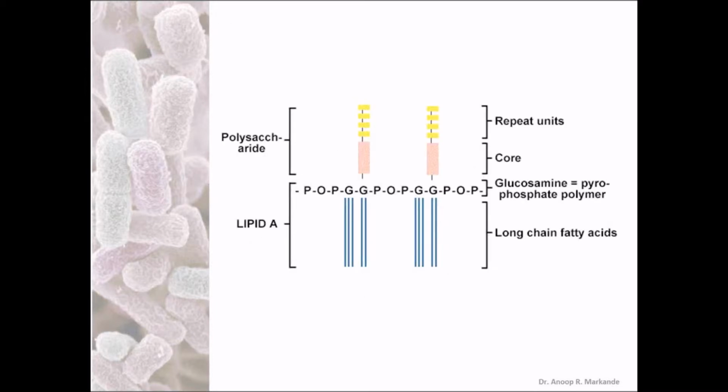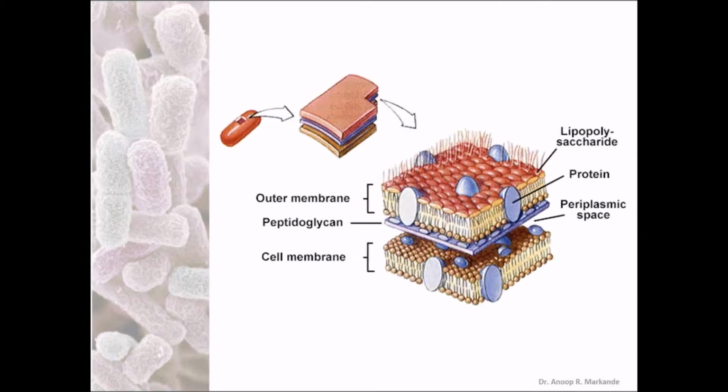Polysaccharides make up the major core of the lipopolysaccharides, and then there is lipid A which makes up the long chain fatty acids, as seen in this image. The bacteria, mainly gram negatives, have an extra outer membrane, a lipid bilayer with lipopolysaccharides as the major parts of their surface.